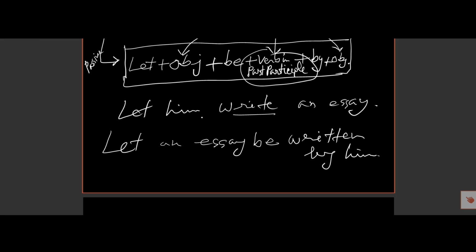If there is let me, then by me. If there is let us, by us. Let them, by them. So, removing let, we must take the object before, and after by.